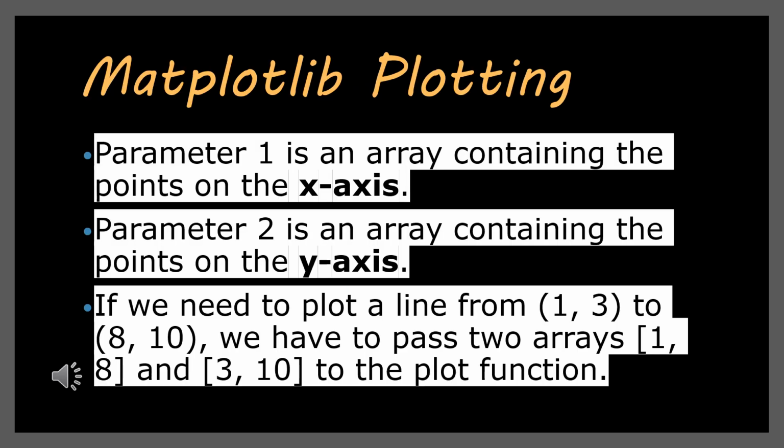Matplotlib plotting. For the plotting we need two parameters. Parameter 1 will be for the x-axis and parameter 2 will be for the y-axis. So it needs two arrays. The two arrays should be integers or floating points, which have to be represented as the starting and end point of the x-axis and the starting and end point of the y-axis. So if we need to plot a line from 1, 3 to 8, 10, then we need to pass two arrays like 1, 8 and 3, 10 to the plot function.